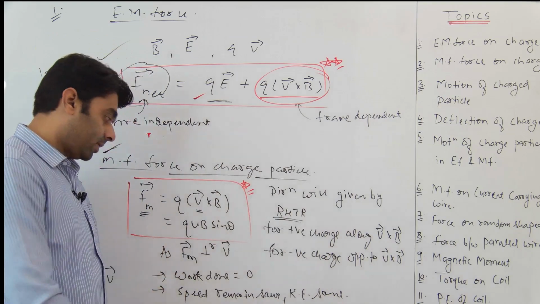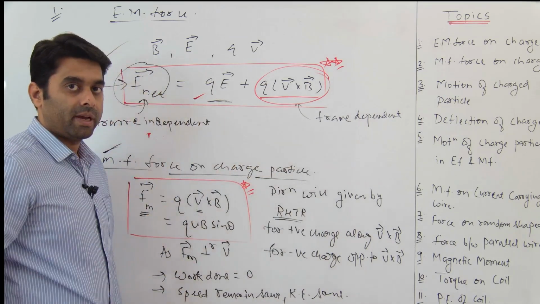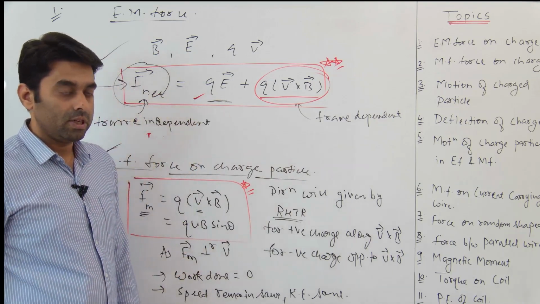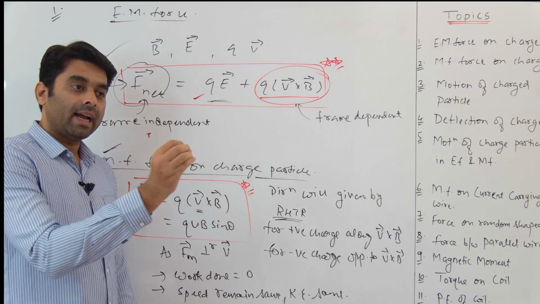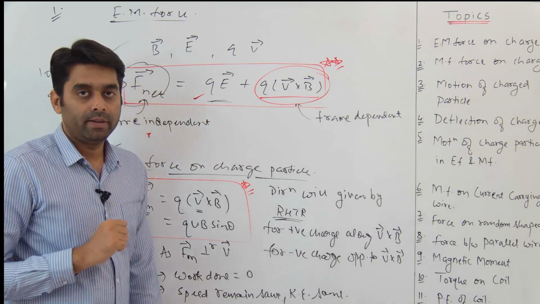Next, last, some more points regarding this. This force is always perpendicular to velocity as well as magnetic field. And if force is perpendicular to velocity, work done by magnetic force will be 0, and speed and kinetic energy will remain the same for the charged particle, right? Let us move ahead.